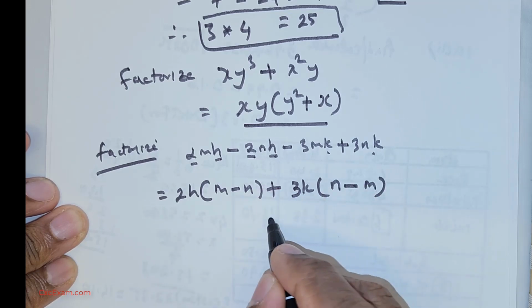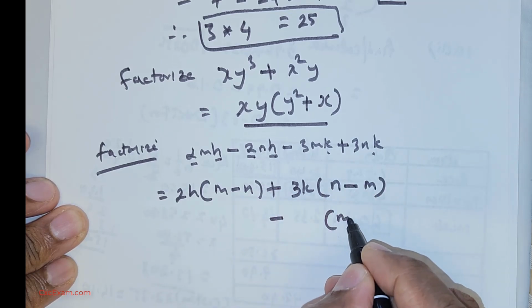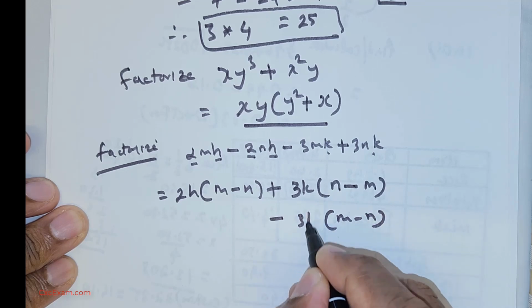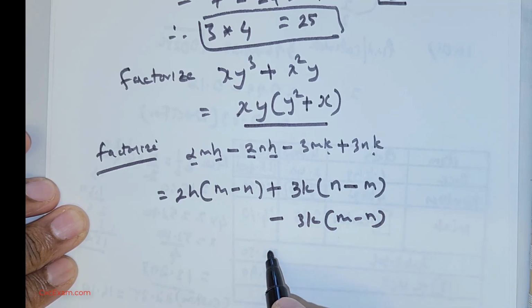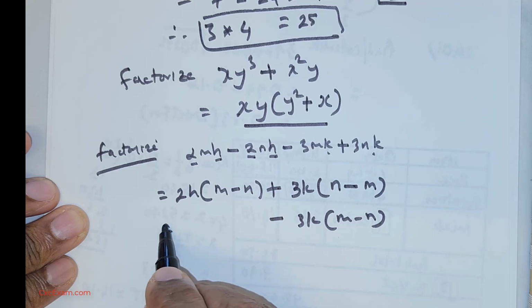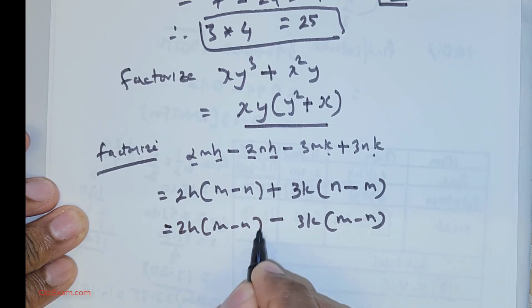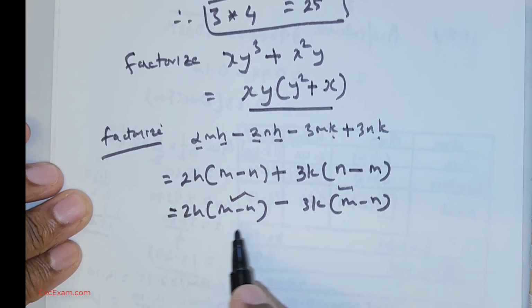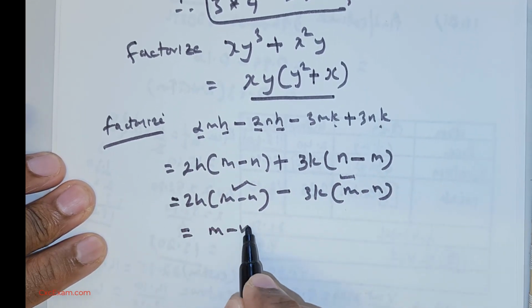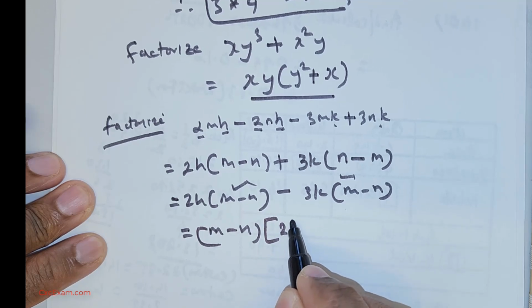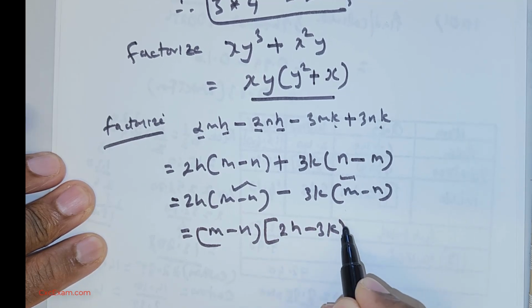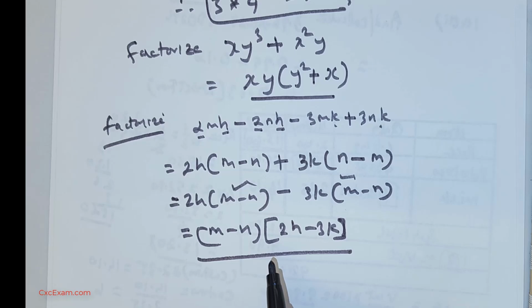So you have to take a negative sign. If you take a negative sign, this will become (m - n), and you have 3k there with a negative sign as a leading component. So this is going to be 2h(m - n) - 3k(m - n). Now (m - n) is common, so take (m - n) out. This will give you (m - n)(2h - 3k). Okay, so this is the required solution you will have to produce.